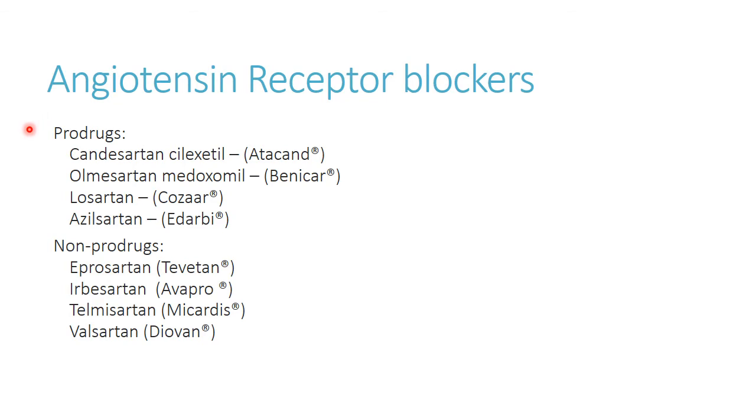Okay, so again, I'm not going to quiz you on if they're pro-drugs or non-pro-drugs. I just put this here for completeness' sake. But what do you notice about the names of all of these? Sartan, yeah, so sartan is usually going to be the end of the names here. So you have candesartan, olmesartan, losartan, azilsartan, eprosartan, irbesartan, telmisartan, and then valsartan. Again, if you notice the sartan, you know it's an angiotensin receptor blocker. You kind of know what that means, right?